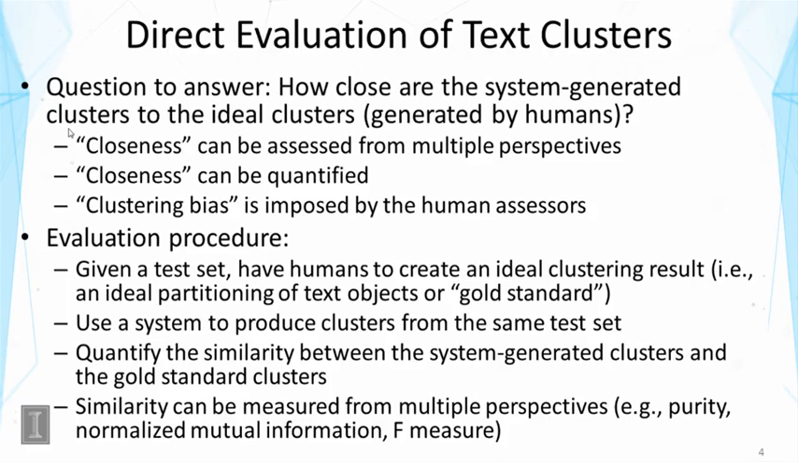Well, the general procedure would look like this. Given a test set, which consists of a lot of text objects, we can have humans create the ideal clustering result. That is, we're going to ask humans to partition the objects to create a gold standard. And they will use their judgments based on the need of a particular application to generate what they think are the best clustering results. And this will then be used to compare with the system-generated clusters from the same test set. Ideally, we want the system results to be the same as the human-generated results, but in general, they are not going to be the same.